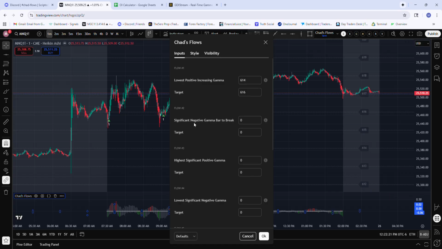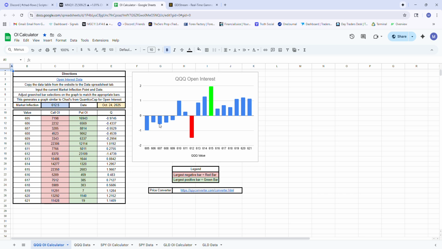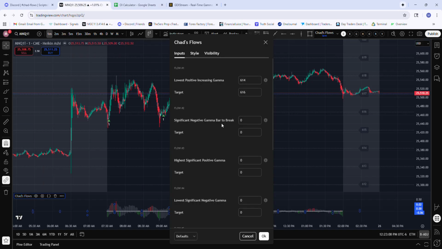Pretty straightforward. So then you have flow number 2, which is a sell setup. You're starting off in the negative gamma or negative open interest, and it breaks a significant bar in that zone, and then you're going to be wanting to target the next lower bar in that zone. So example here on this chart, if you were to come down and break 607, which is a major negative interest bar, and then you got a sell indication somewhere in here, then you could target 605, which is the next significant bar.